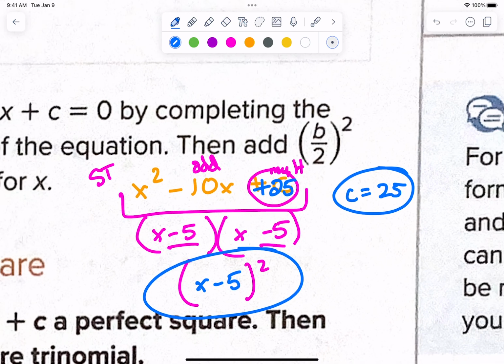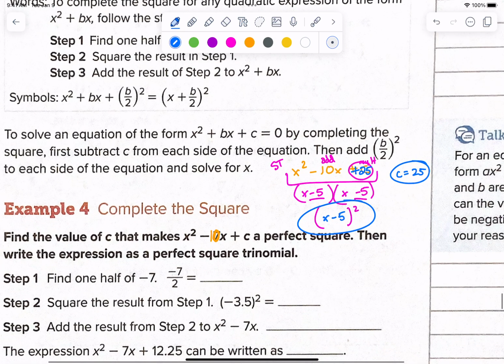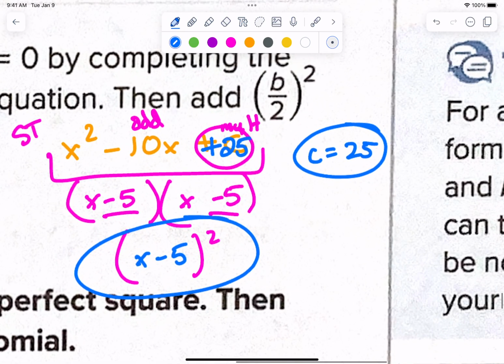They say find the value of c, then write the expression as a perfect square trinomial. Those 2 things that I've circled is what they want. I want to find the value of c, and I want to find that perfect square. Got it? Okay, good?